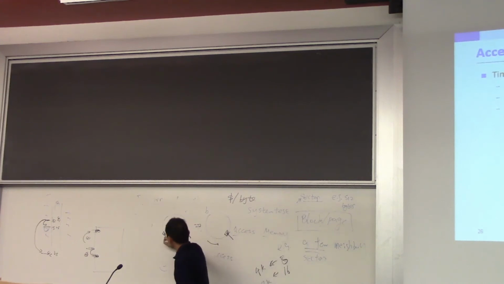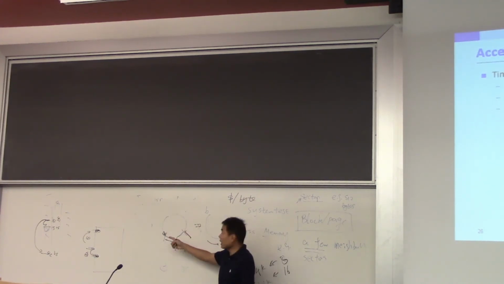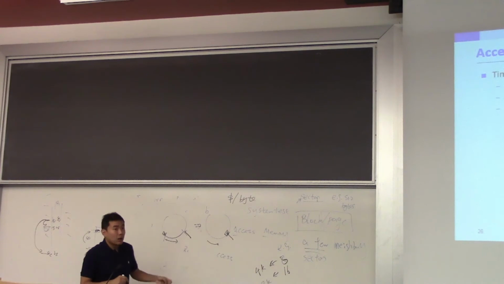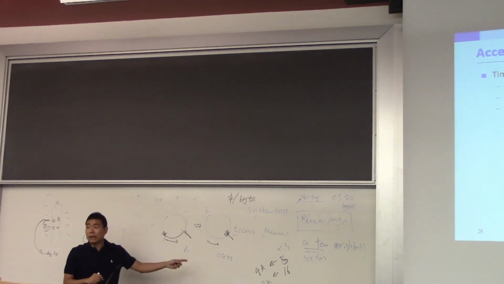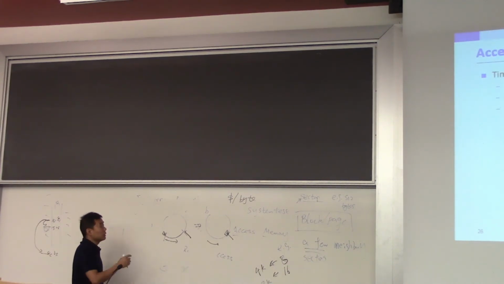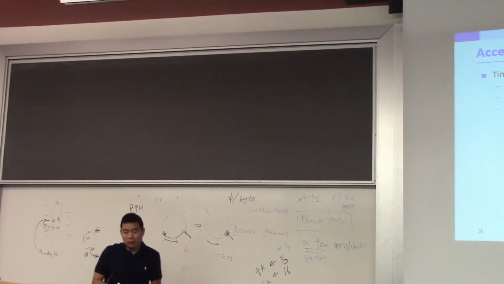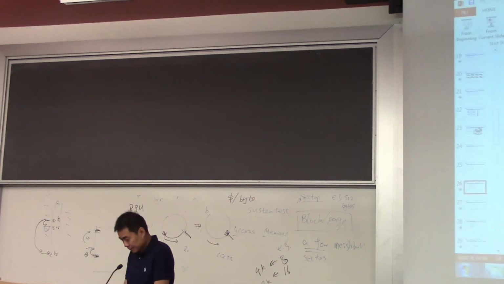How long does this take? Well, it takes the hard drive to rotate this amount of distance. How do you calculate this? You need to know how fast the disk is rotating. And that's an important parameter all of you should pay attention to, called rotations per minute.